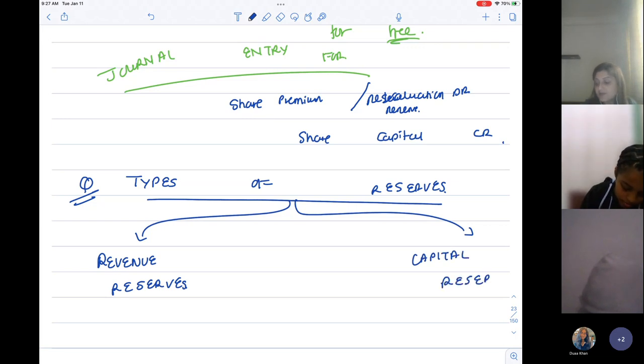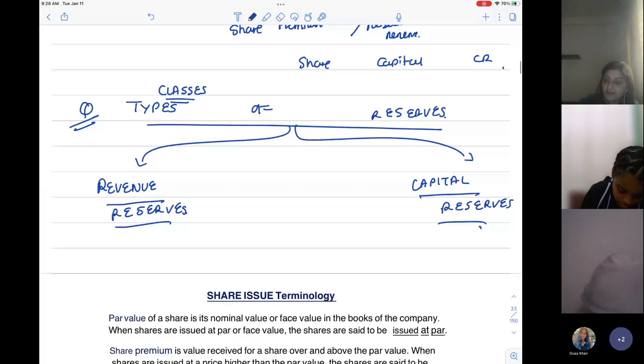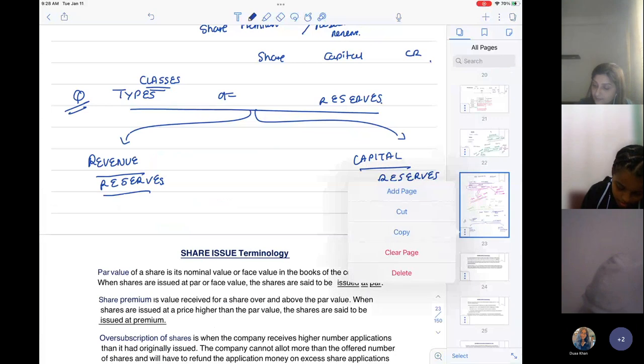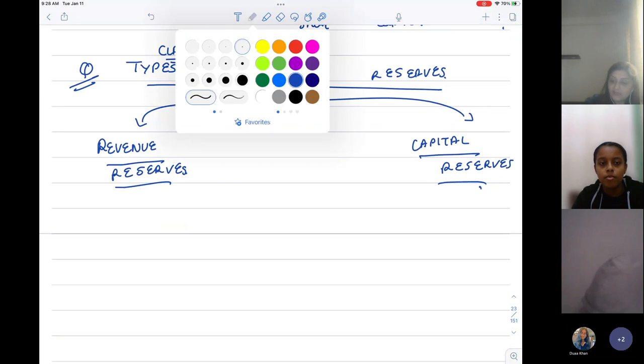So there are two types of reserves. One is revenue reserve and one is capital reserve. I need someone to give me a two-line answer describing revenue reserves. Anybody? What is revenue reserve?